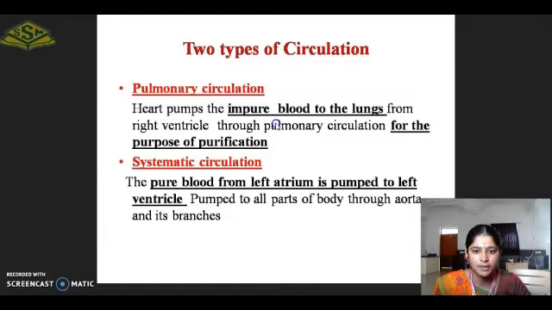Second one is systemic circulation. Systemic circulation means the pure blood from the left atrium is pumped to the left ventricle. Next, the pure blood from the left ventricle is circulated to all the parts of the body with the help of blood vessels.